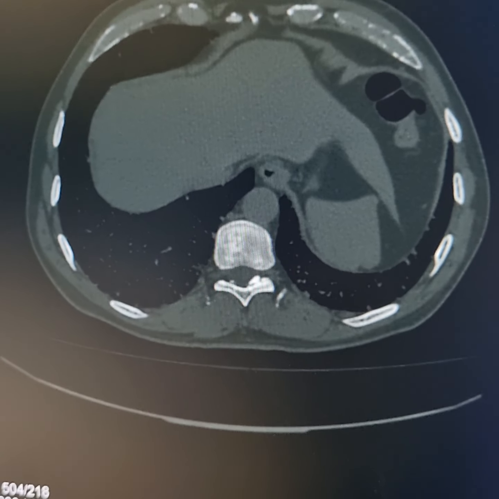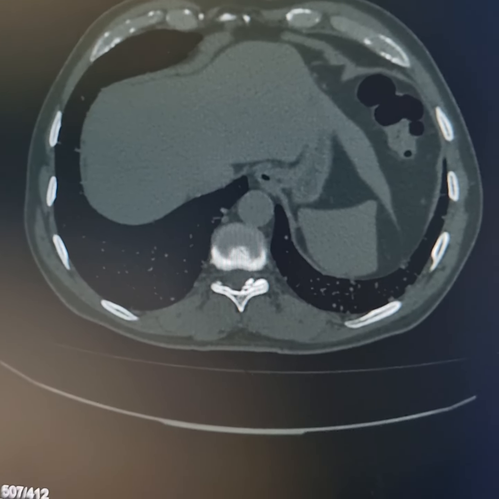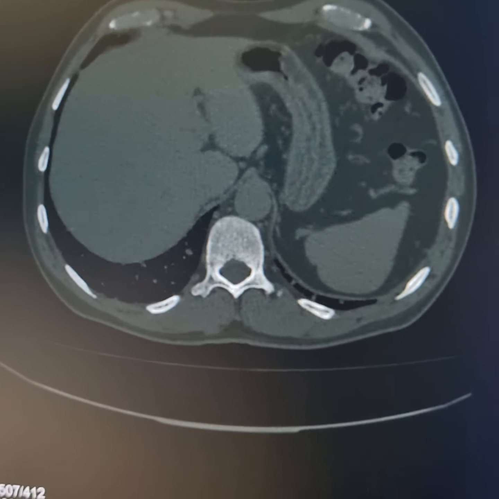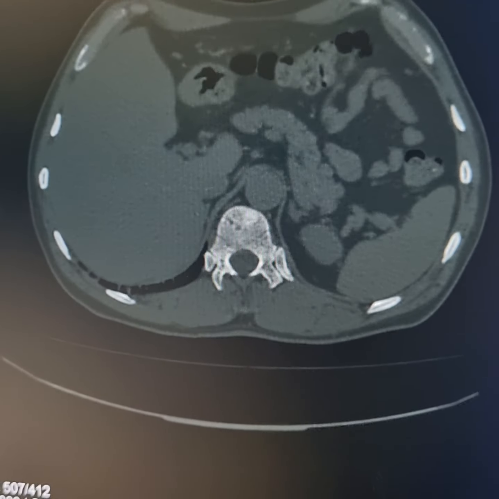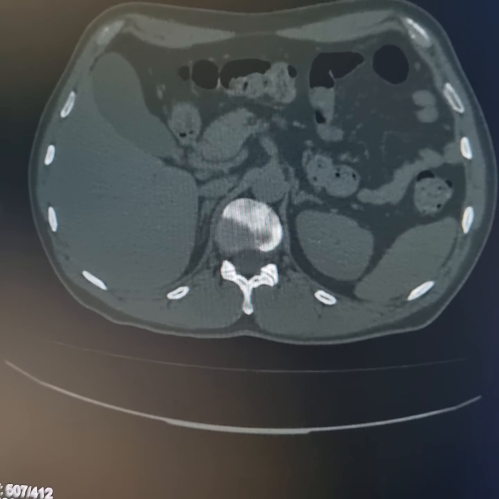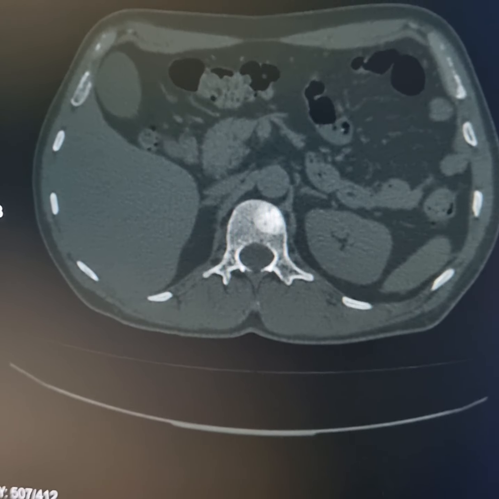So it's a case of adenocarcinoma with miliary carcinosis and sclerotic metastasis to the vertebrae.